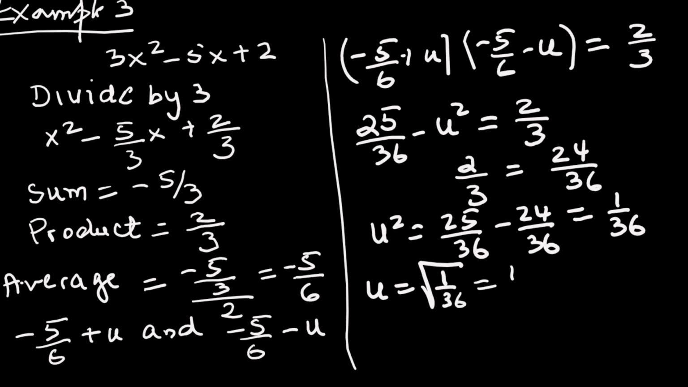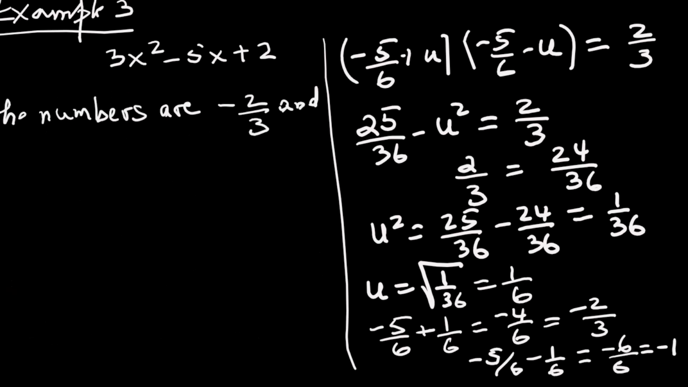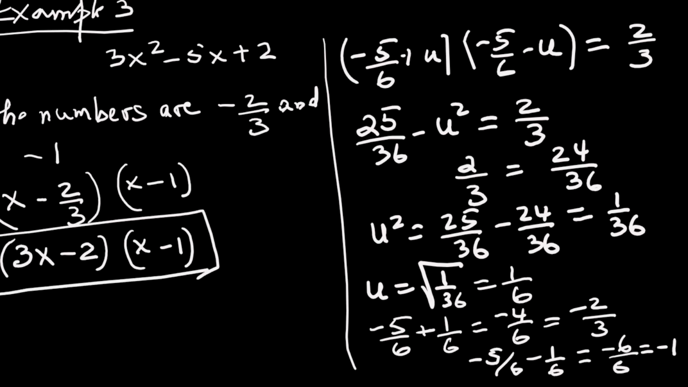So u equals 1/6. Now the two numbers are negative 5/6 plus 1/6 equals negative 2/3, and negative 5/6 minus 1/6 equals negative 1. The two numbers are negative 2/3 and negative 1. That means the factors are x minus 2/3 and x minus 1. To remove the fractions, multiply the first factor by 3. That gives 3x minus 2 and x minus 1. So the original quadratic factors as 3x minus 2 times x minus 1.